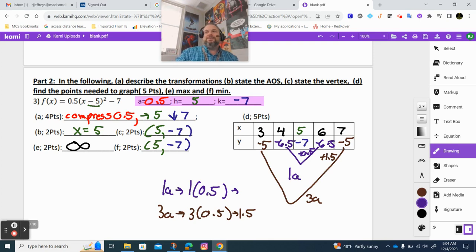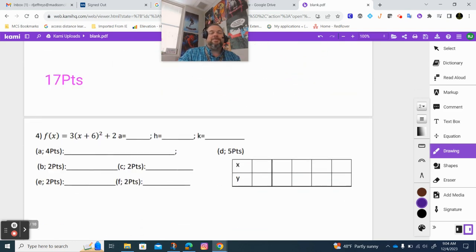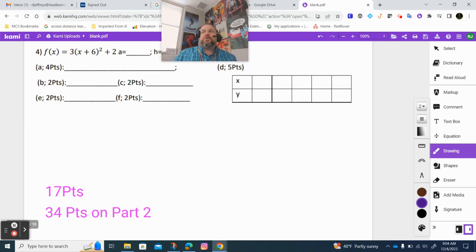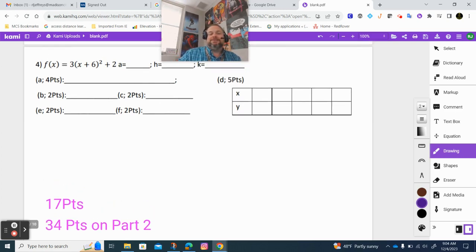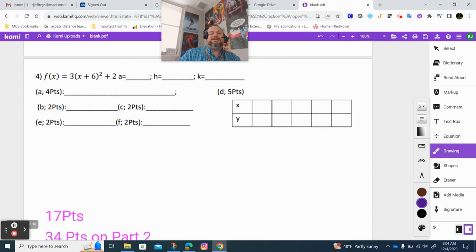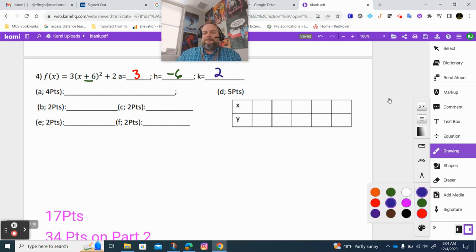All right, we go to number 3. Remember, that whole thing is 17 points. So that means part 2 is worth 34 points. Some of y'all were like, oh, yeah. Told y'all there's a lot of stuff happening on this test. All right. A is 3. H is negative 6 because it's the opposite. K is 2.